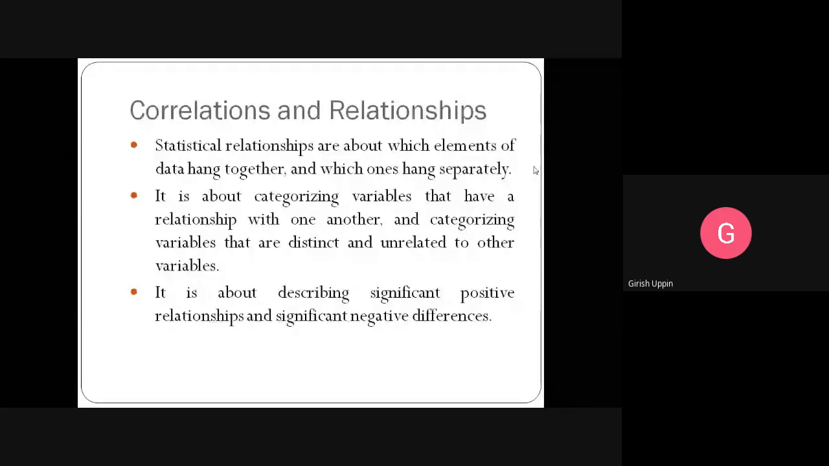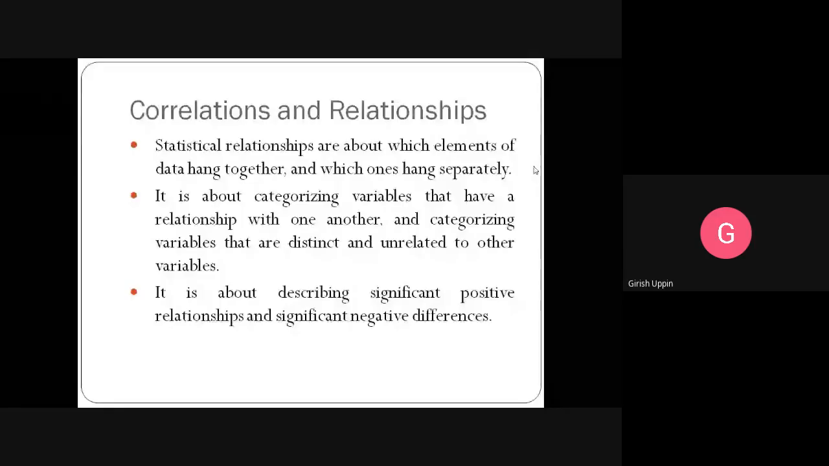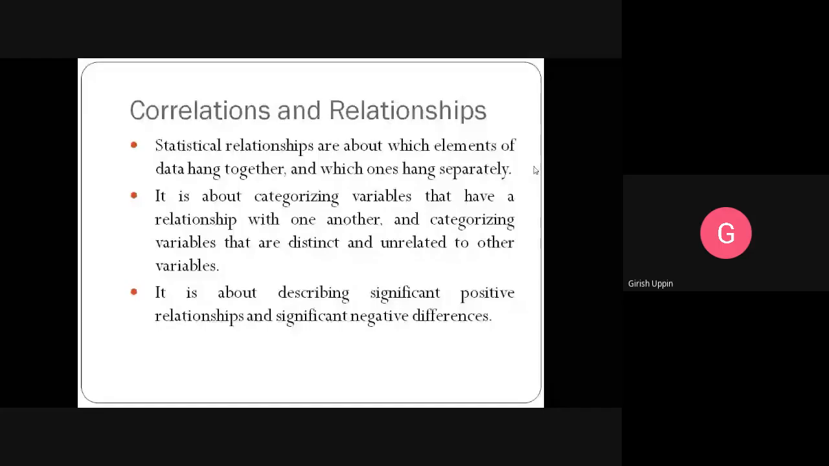It is about categorizing the variables that have a relationship with one another and categorizing the variables that are distinct and unrelated to other variables. Why we want to do this is that we want to find out the variables which are correlated, meaning whose relationship follows that as one increases, the other one increases. We don't want to consider such variables. I don't want to have both of them. I will just have only one.